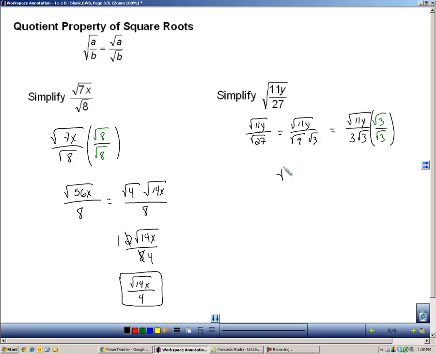Multiply the tops, and we're going to get square root of 33y over 3 times root 3 times root 3 is 3. So this will just become a 9. So root 33y over 9. There's no perfect squares in 33. I can't cancel it, so I'm done.